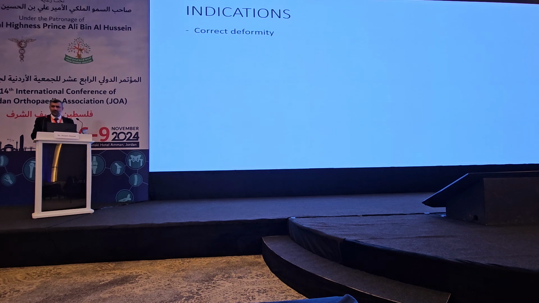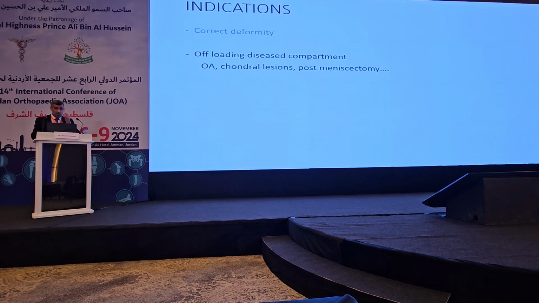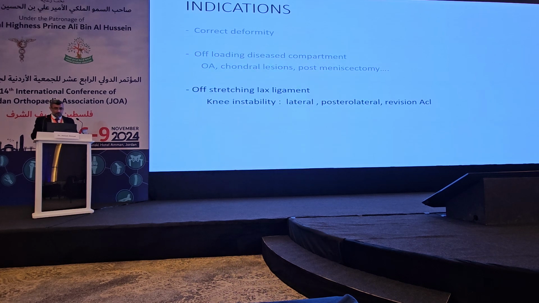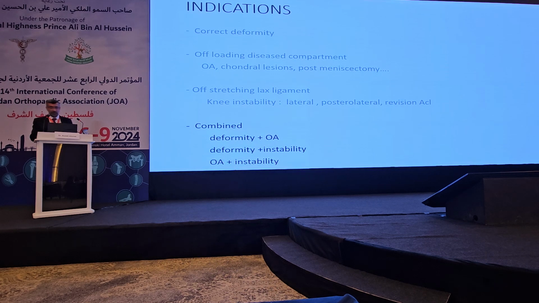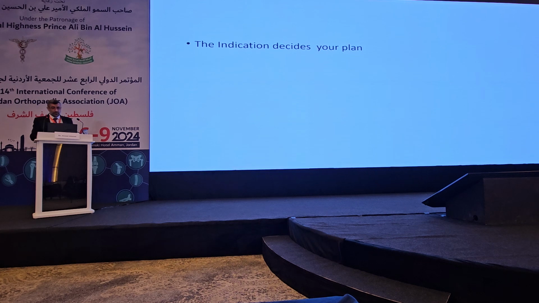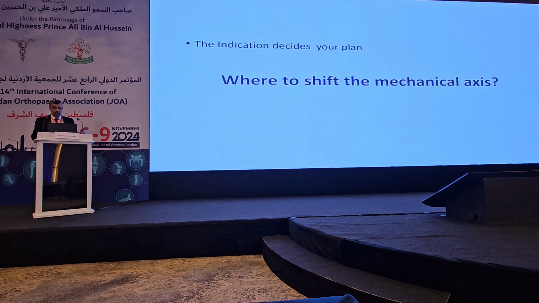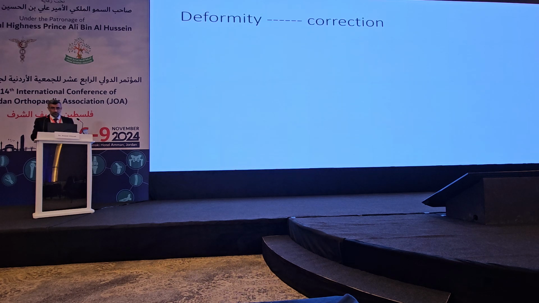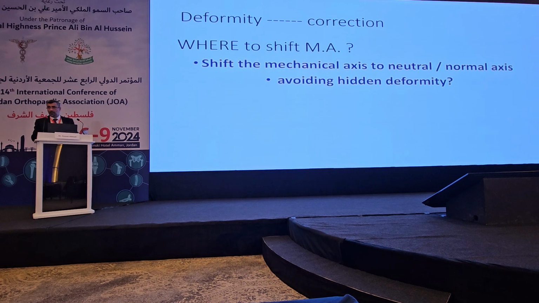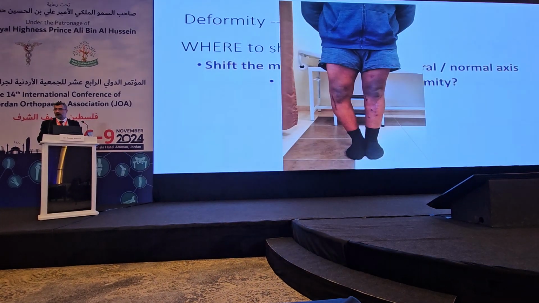Now, osteotomy around the knee, when? Many indications. First, to correct deformity, to offload a diseased compartment, to stop or offload a diseased ligament, especially in the posterior corner, and also we have combined indications like valgus and instability or osteoarthrosis and instability and so on. So the indication decides the plan, so where to shift the mechanical axis, whether to correct or to overcorrect, this is important. In case of deformity, we correct, so we shift the mechanical axis to the normal or neutral axis, but we should avoid hidden deformity.